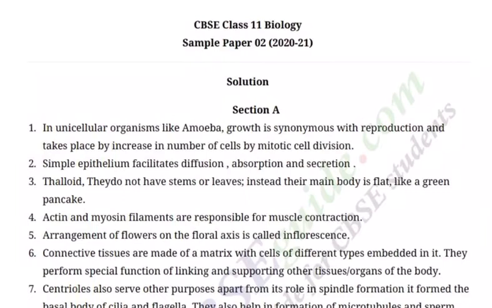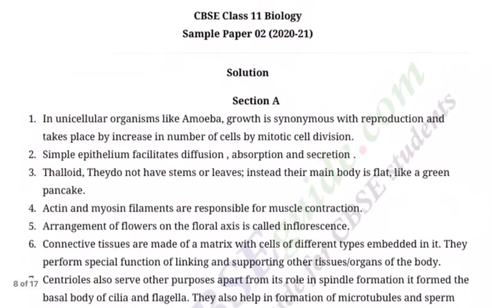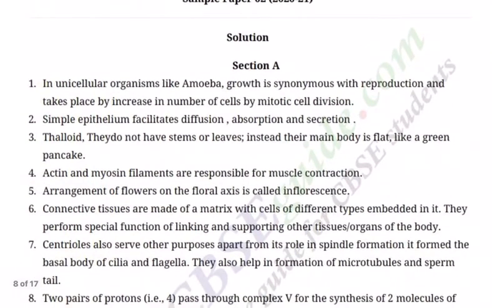Amoeba multiplies by mitotic cell division. Is this phenomena growth or reproduction? Explain. Answer. In unicellular organisms like amoeba, growth is synonymous with reproduction and takes place by increase in number of cells by mitosis or mitotic cell division. Question 2. What is the function of simple epithelium? Simple epithelium facilitates diffusion, absorption and secretion.